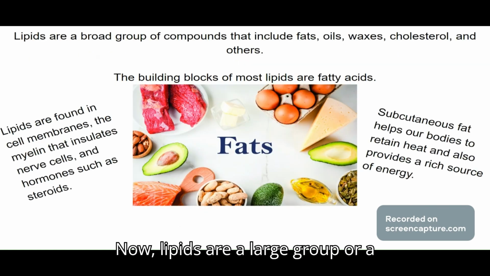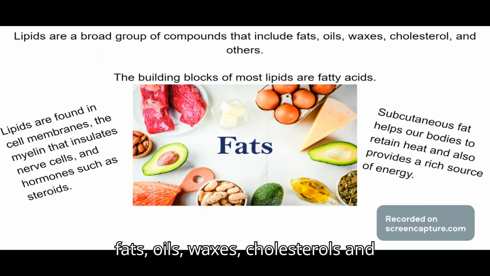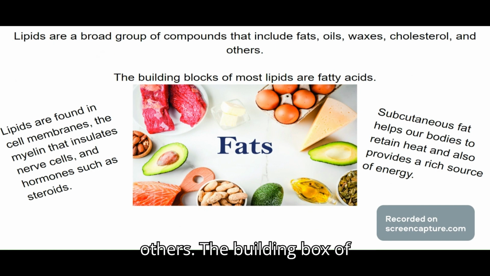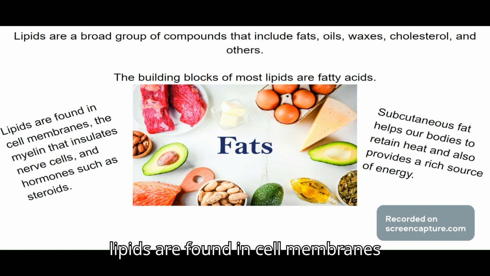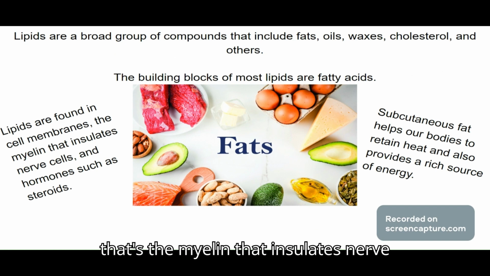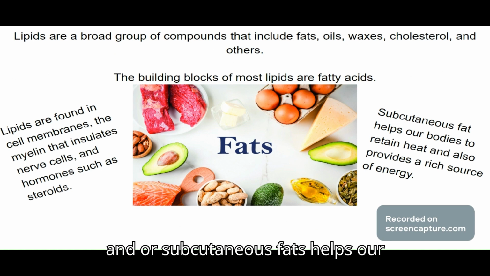Now, lipids are a large or broad group of compounds that include fats, oils, waxes, cholesterols, and others. The building blocks of lipids, or of fats, are fatty acids. Now, lipids are found in cell membranes. That's the myelin that insulates nerve cells, and hormones such as steroids. And our subcutaneous fat helps our bodies to retain heat.